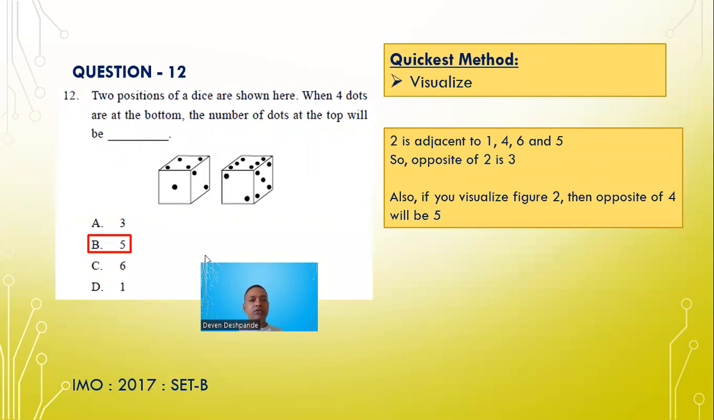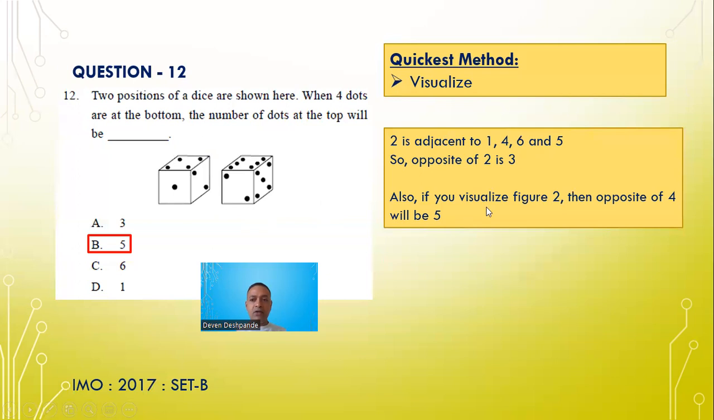Okay, next one. Two positions of a dice are shown here. When 4 dots are at the bottom, the number of dots at the top will be. Again, visualize. Face 2 is adjacent to 4 faces: 6, 5, 4, and 1. Sorry, 6, 5, 4, and 1, because of face 2. So what is the face which is missing? 3. So 3 will be here at the back side. So 2 is opposite to 3. Opposite face of 2 is 3.